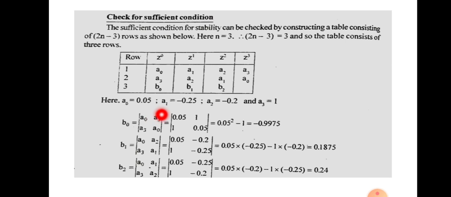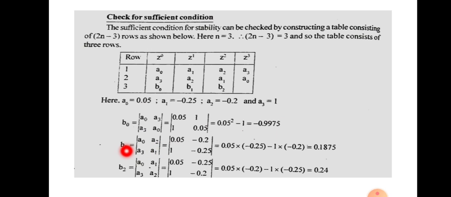So you have to go through the procedure for the Jury's test, then only you can find the equation for b0, b1 and b2. So next you can substitute for these values a0, a3. a0 is 0.05 and a3 is 1. So this is 1 and this is 0.05, and its determinant value will be minus 0.9975.